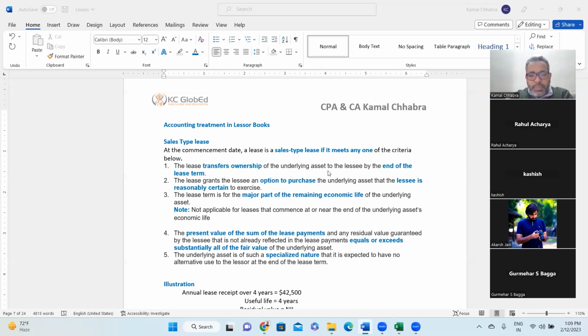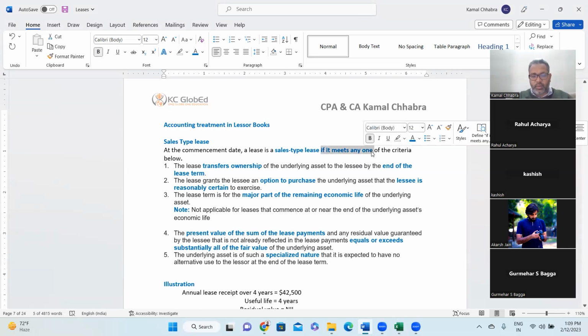Fourth is again the present value of the sum. Maybe in the bracket or somewhere we can mention any one of these. It is mentioned here: if it meets any one. Okay. Here we have highlighted also. Okay, underline it.